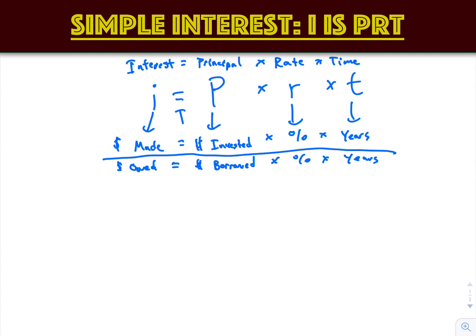I'm going to give you an example of both. One where you're the one making the money, where you're making the interest, and one where you're the one owing interest. And we'll solve for that.